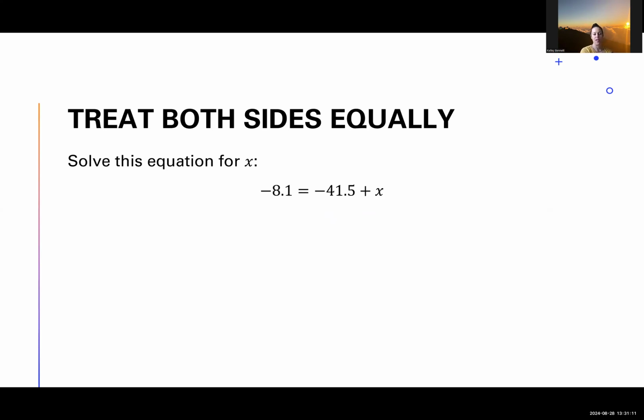Negative 8.1 equals negative 41.5 plus x. So again, we need to isolate x by canceling out that negative 41.5. The way that we can do that is we can put a positive 41.5 on the right side, and that should cancel out. On the left-hand side, we'll just combine negative 8.1 and 41.5. In your calculator, you could type negative 8.1 plus 41.5, and you would get 33.4. So x equaling 33.4 is our final answer.